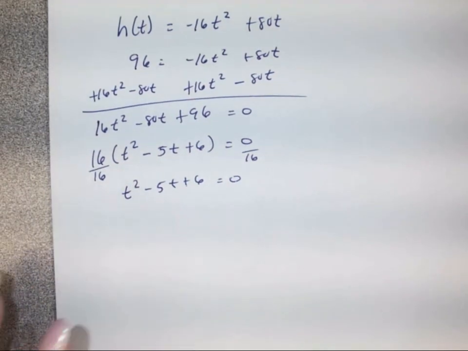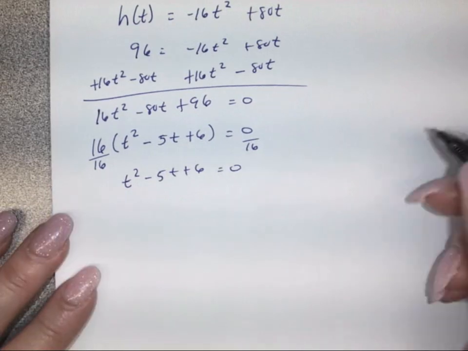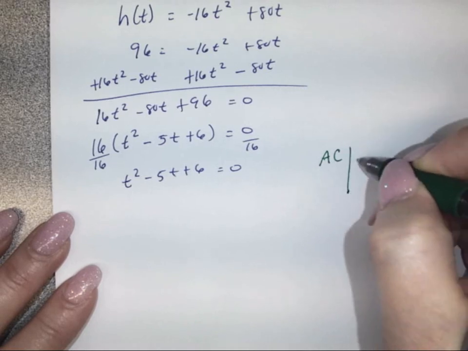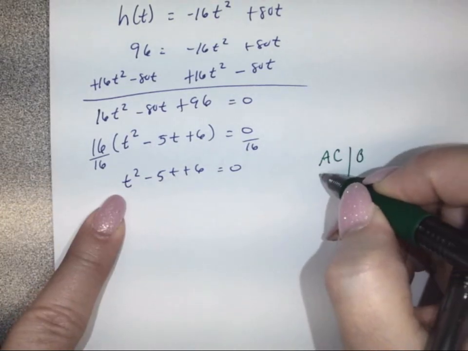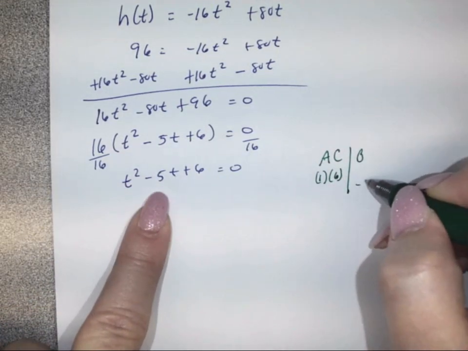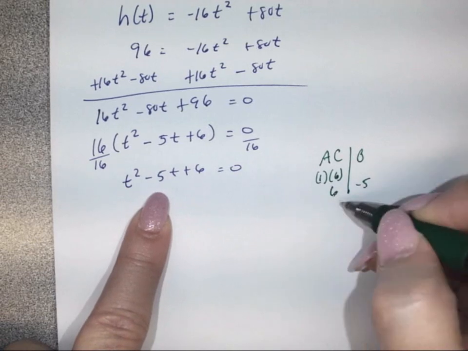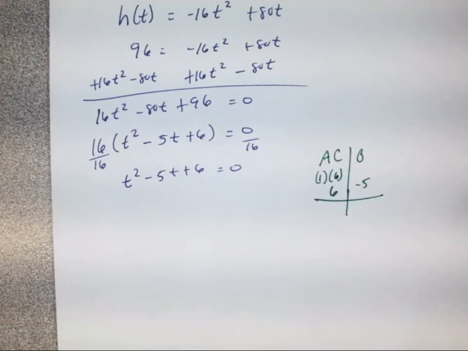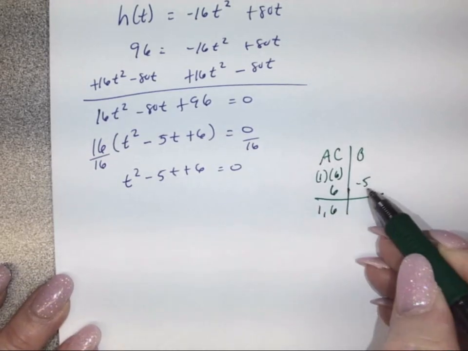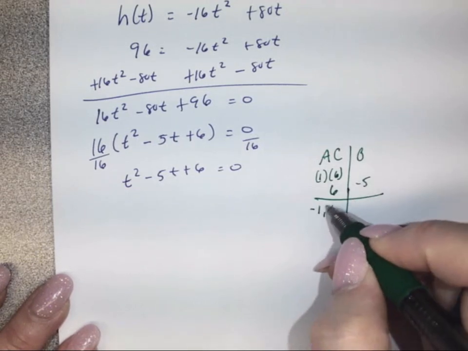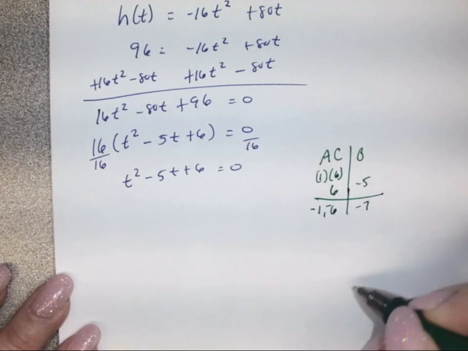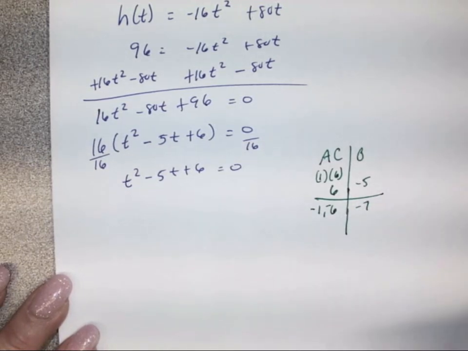Now we need to factor this using our AC method. So again, we have our A times our C getting us to B. So t squared, that tells us we have a 1 for the A, we have a 6 for the C, and we have a negative 5 for the B. So 1 times 6 is 6, trying to get to negative 5. So if we start with 1 and 6, because this is a negative and this is positive, both of these will have to be negative. So when we multiply, we get a positive 6. When we add, we get negative 7.